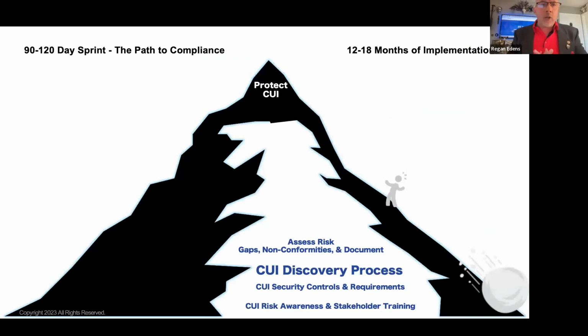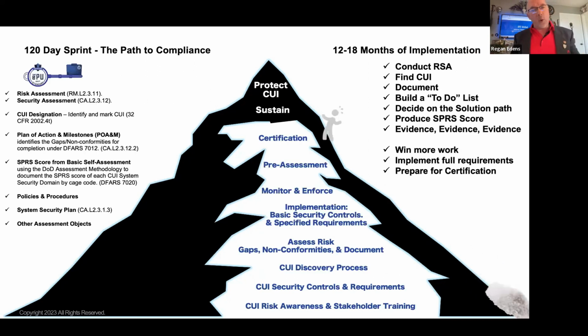It takes 90 to 120 days when DTC Global takes an organization through the full documentation process to meet the minimum level of requirements, and then for them to proceed through 12 to 18 months, which they don't really have, to meet the DFARS 7012 requirements and prepare for the CMMC assessment requirements. The CUI discovery process is the biggest and most important process.